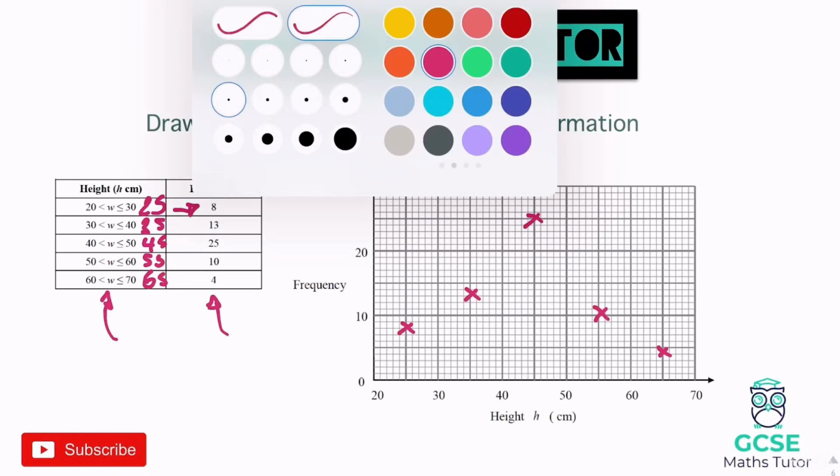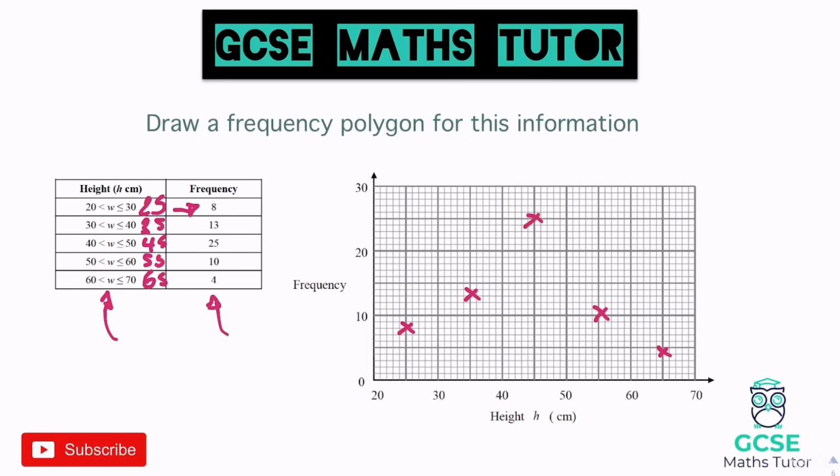And then very carefully with a ruler and a pencil, from the first cross there to the last one, join them all up nice and carefully with a ruler and a pencil. Make sure it's not a curvy line, nice straight lines, and that's how you draw a frequency polygon.